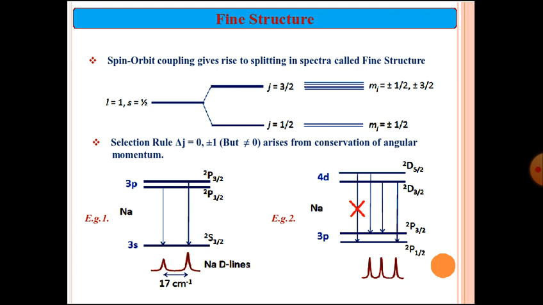The D line belongs to the principal series. Lines of the principal series are due to transitions from P state to S state. For the upper P state, L equal to 1, J equal to L plus or minus S equal to 3 by 2 or 1 by 2. Hence, the two possible terms are 2P 3 by 2 and 2P 1 by 2. For the lower state, S state, L equal to 0, so J equal to 1 by 2 only. The selection rule delta J equal to 0, plus or minus 1 but not 0 to 0 arises from conservation of angular momentum.